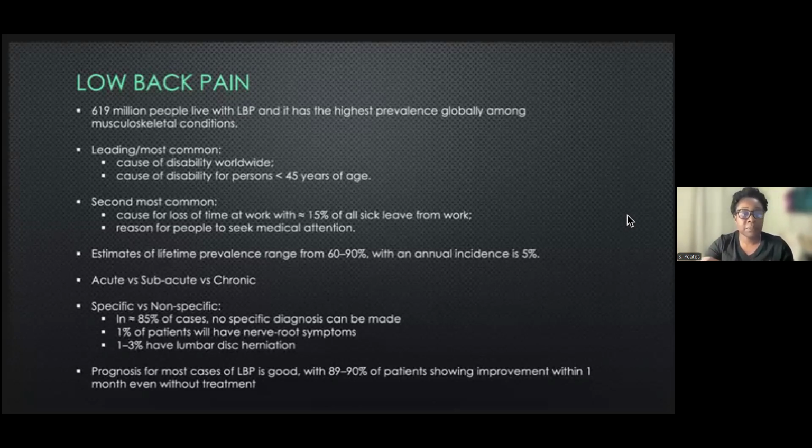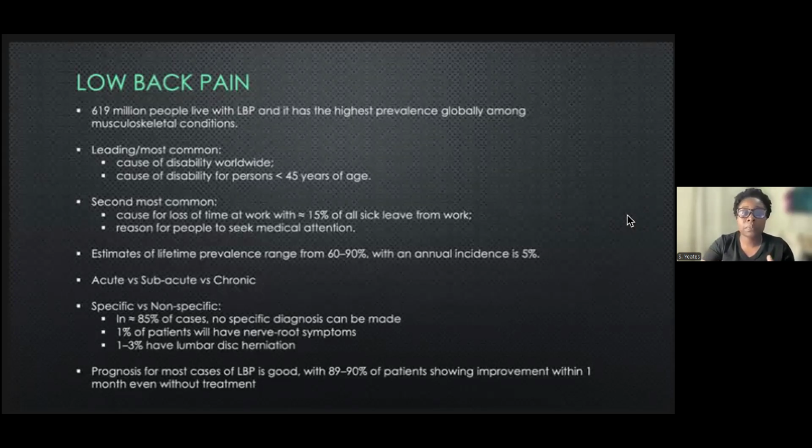The estimates of lifetime prevalence of low back pain range from 60 to 90%, with an annual incidence of at least 5%. We can describe low back pain as acute versus subacute versus chronic, or we can group it as specific or non-specific, with 85% of the cases being non-specific. However, in these specific cases, at least 1% of patients will have nerve root symptoms, and 1 to 3% will have lumbar disc herniation. The prognosis for most cases of low back pain is pretty good, with at least 89 to 90% of patients showing improvement within 1 month, even without any sort of treatment.